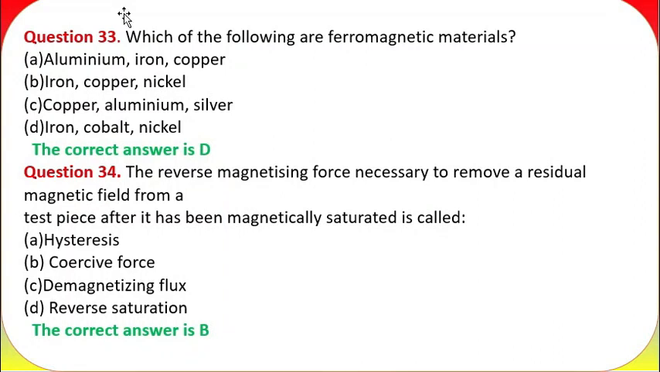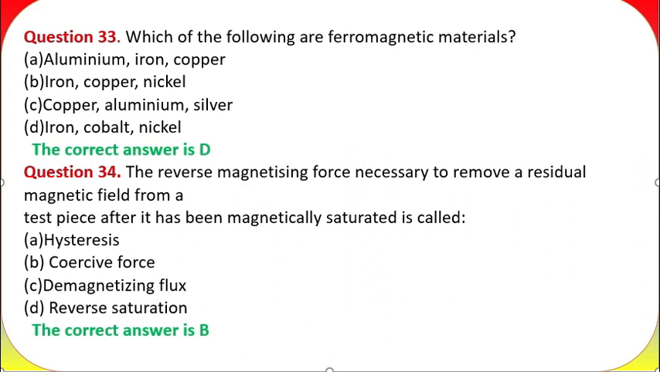Question 33. Which of the following are ferromagnetic materials? A. Aluminium, iron, copper. B. Iron, copper, nickel. C. Copper, aluminium, silver. D. Iron, cobalt, nickel. The correct answer is D.